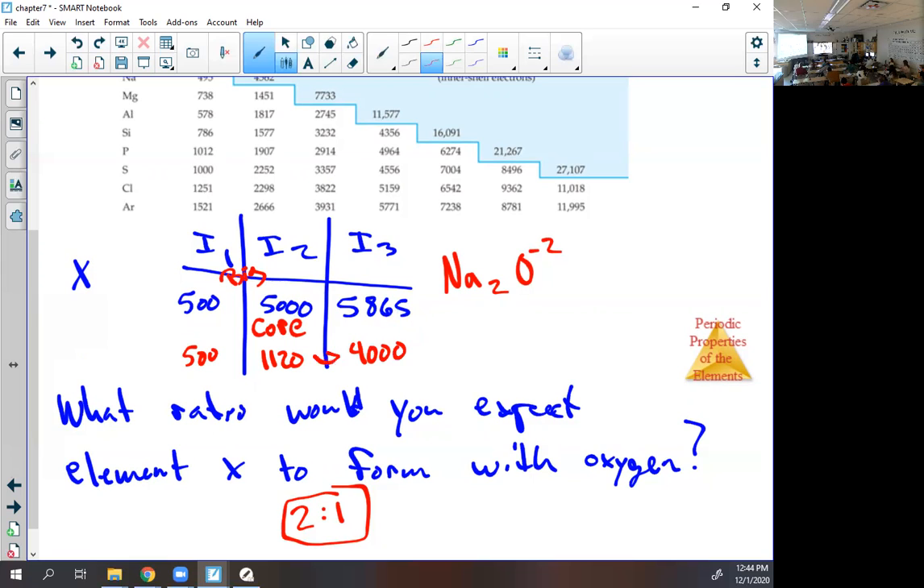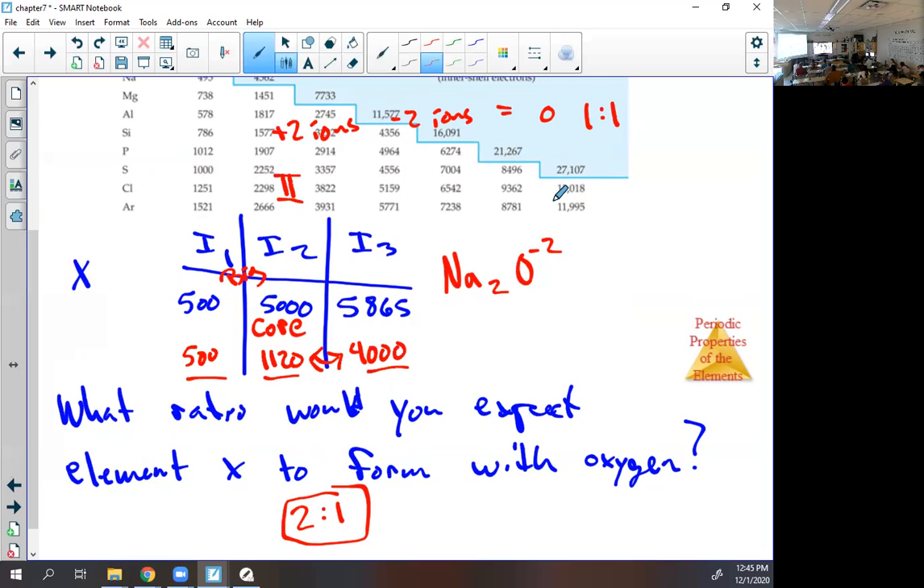Since this is your big jump, that means it's something from family 2, because 2 of them were easy to remove. The third one was not easy to remove, relatively to each other. So that means it's from family 2, which means it forms +2 ions. And if it were to form with oxygen, oxygen forms -2 ions. And if the charges equal 0, then it's a 1-to-1 ratio. You don't even need to know what element X is. You just know it's from family 2.